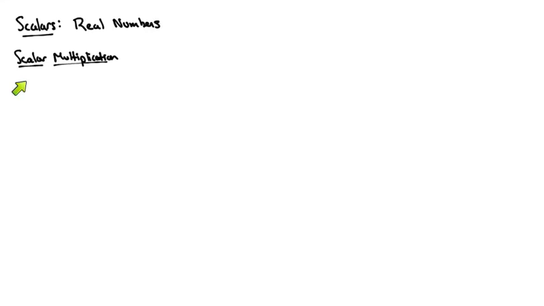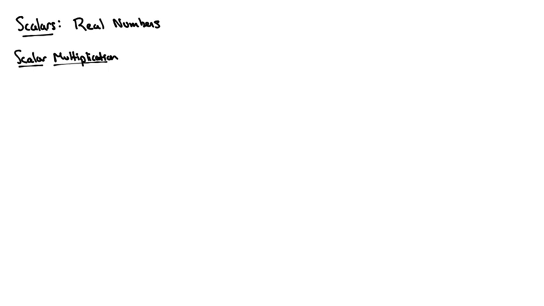In this video, we're going to discuss what's called scalar multiplication of vectors. Now, what do I mean by a scalar? We'll generally use that term to mean a real number, because it's a real number that we apply to a vector to scale the vector. So real numbers will oftentimes be referred to as scalars.